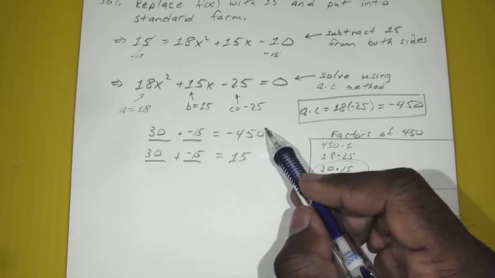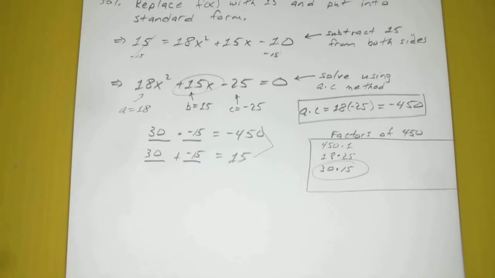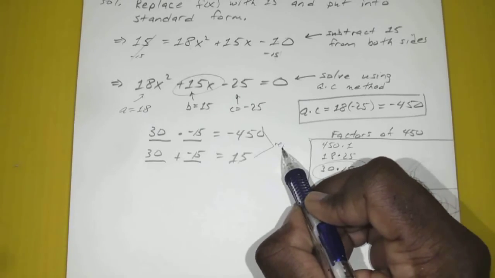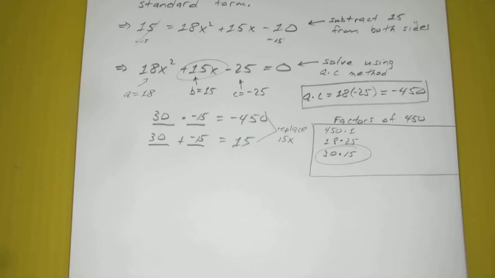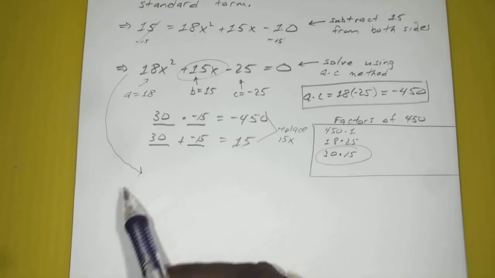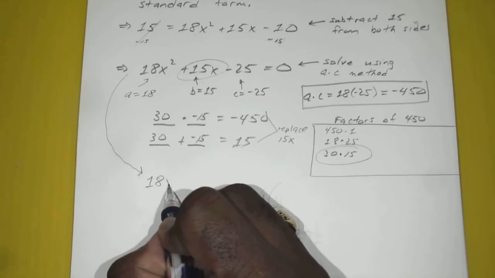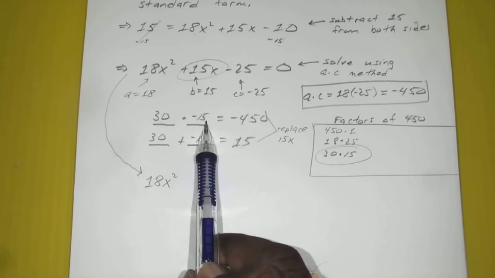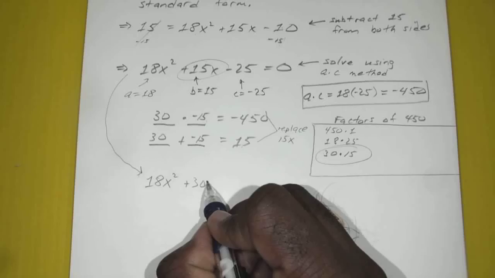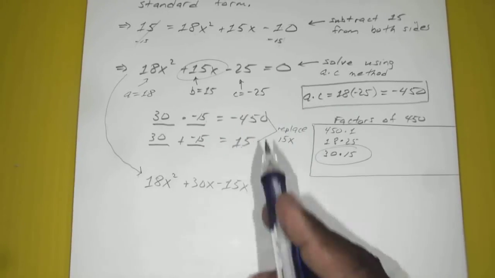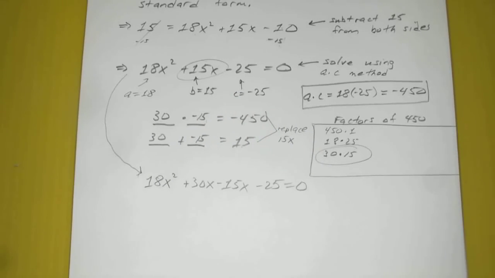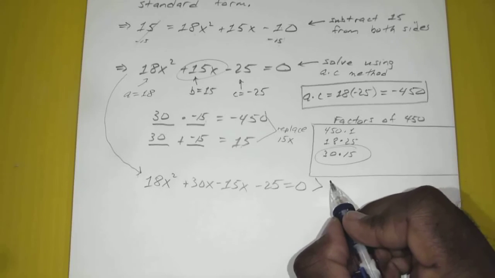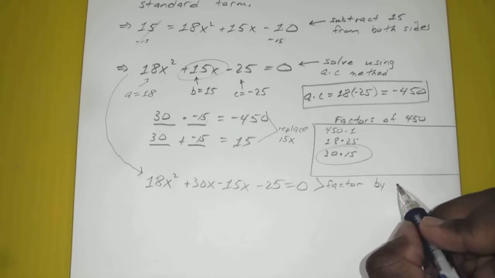So we know with the A times C method, we're going to replace our 15x. Okay. So that means this is now going to become 18x squared plus 30x minus 15x minus 25 equals 0. Okay, so now we factor by grouping.